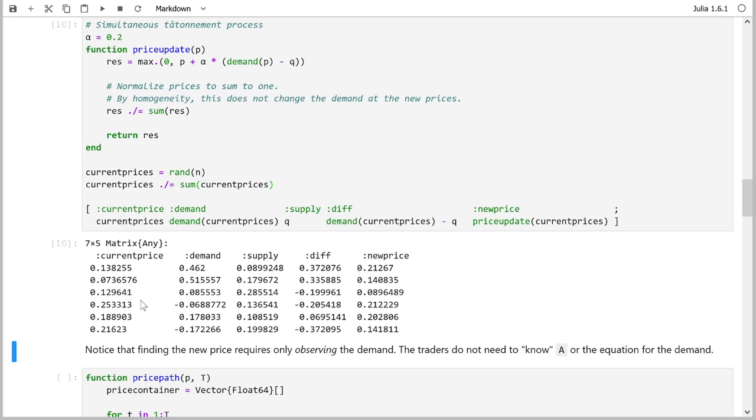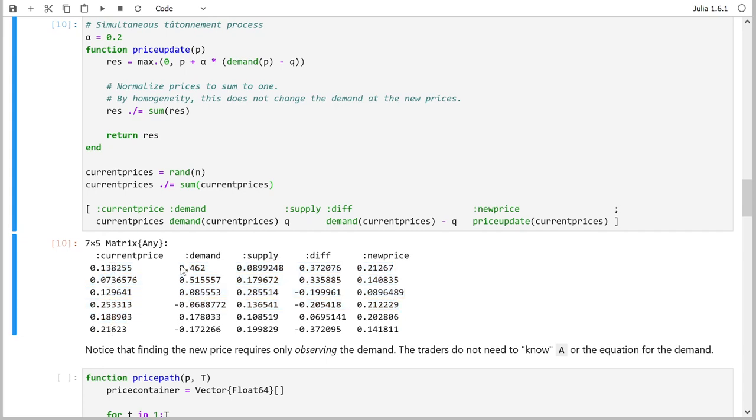If we look at another trader, like say trader 5, her price was 0.18. She received excess demand, so she's going to want to increase her price. And sure enough, we can see that our price update rule has moved her price in the correct direction. So on some level, it seems like we have a realistic model of how the traders would react to having observed their demand at these current prices given on the left.